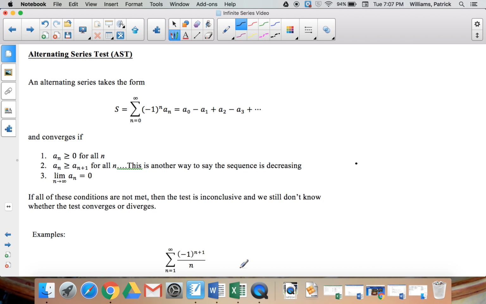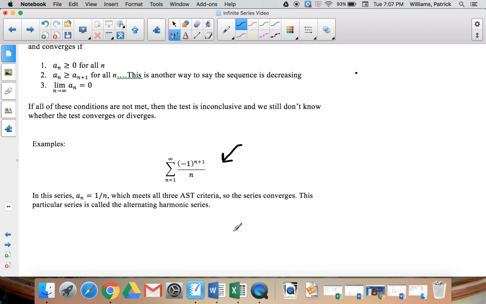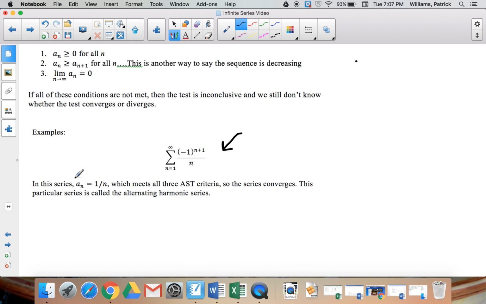So if we have this series right down here, see if you can identify that sequence a sub n and go through those 3 criteria in the alternating series test. Okay, so if you did this, you should have come to a sub... Whoa, that was a good voice crack. Okay, we should have come to a sub n is equal to 1 over n.